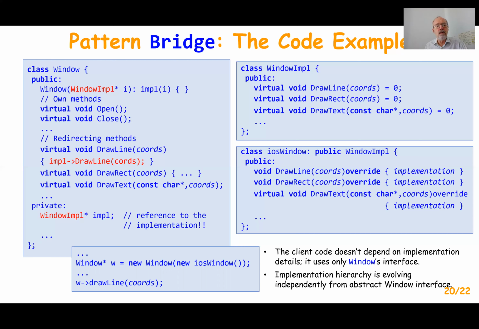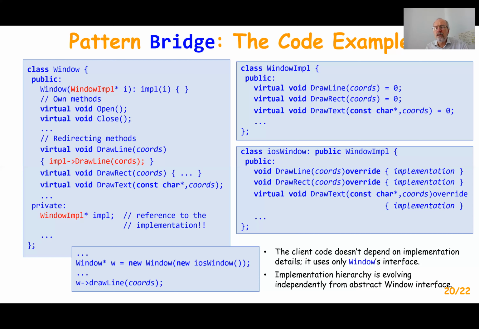Here is the example. We call the drawLine method from the Window class, because w declared here is the pointer to the Window class, to the instance of the Window class. So the rest of the code knows nothing about the concrete implementation.